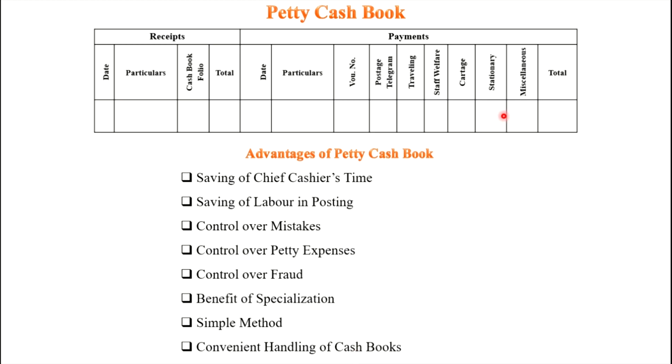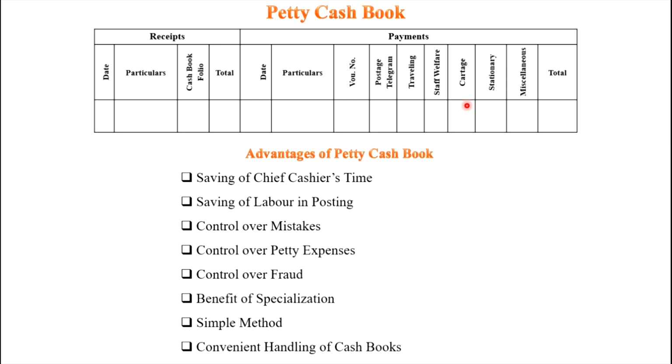You can see here in the petty cash book there are two parts, that is receipt and payment. On the receipt side, the cash given by the main cashier to the petty cashier is recorded, and all the expenses are recorded on the credit side in the respective columns, that is postage, telegram, television, staff welfare, cartage, stationery and miscellaneous. Okay, these are all about the petty cash book.